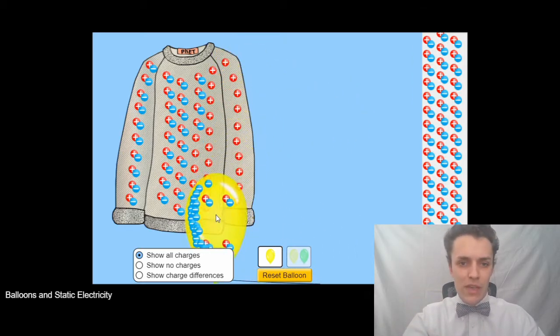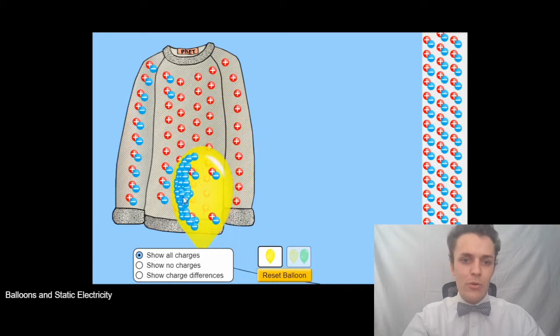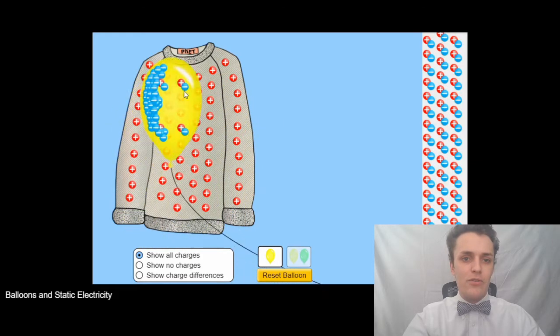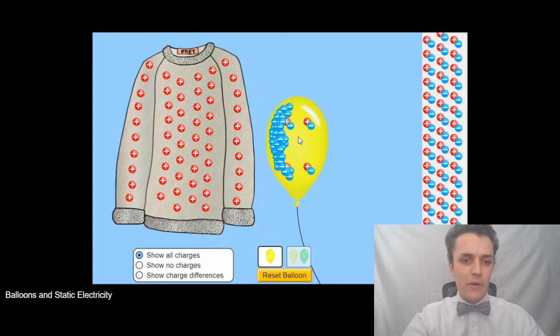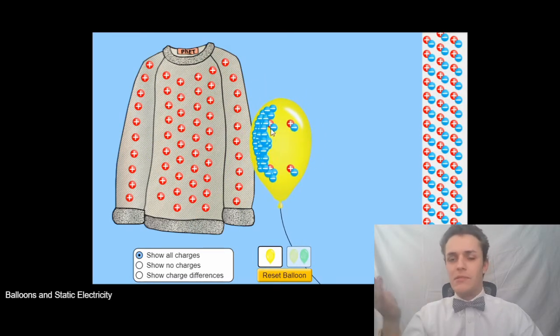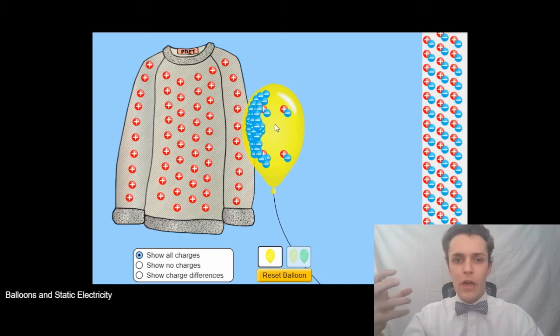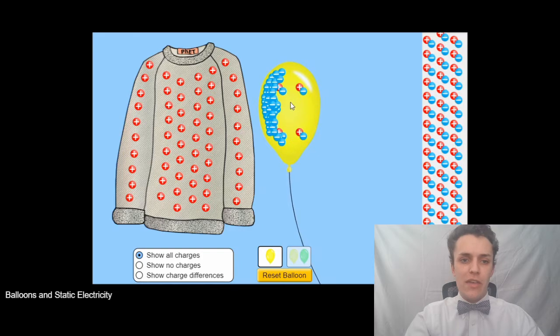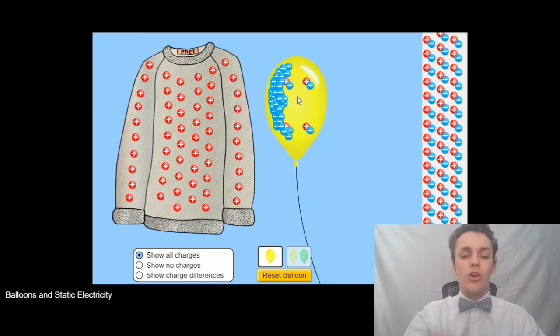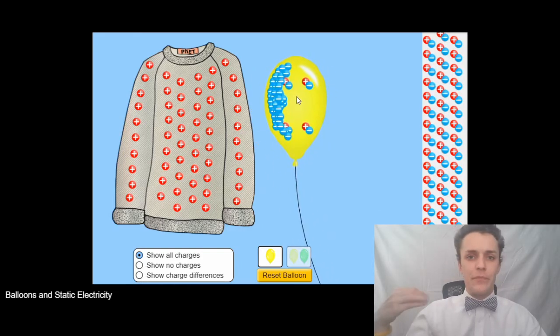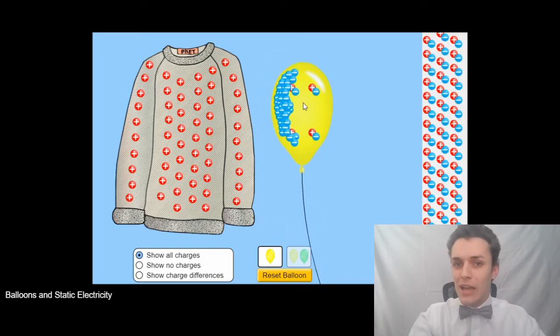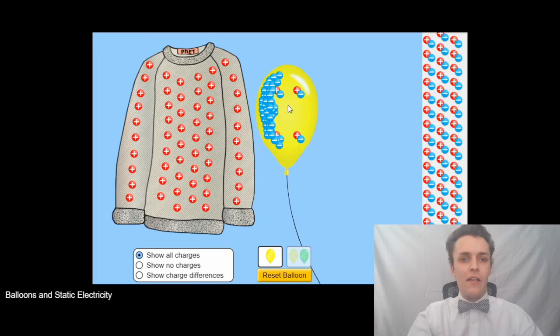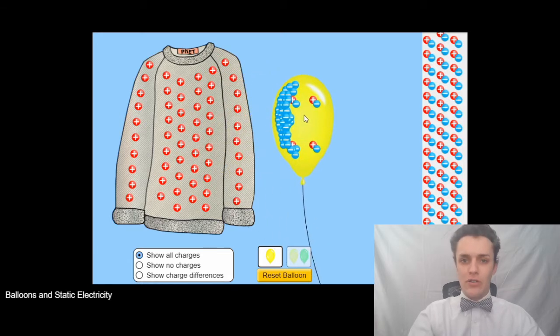As I'm doing that, you see that the balloon is picking up those negative charges from the sweater, right? This has to do with materials and what types of atoms want to hold on to electrons more than others, which we won't really get into. That's more of a chemistry thing. But you see that the balloon has taken all of the charges off of the sweater, right? So now our balloon has lots of electrons. It's very negatively charged, and in turn, the sweater is positively charged, right?